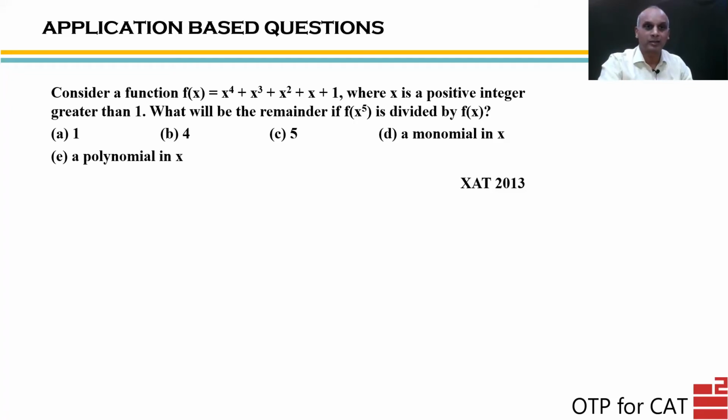This was asked in XAT. So if you read the question carefully, this is a function f(x) given as x to the power 4 plus x cube plus x squared plus x plus 1, where x is a positive integer greater than 1. What's the remainder if f(x to the power 5) is divided by f(x)? How do we go about it?